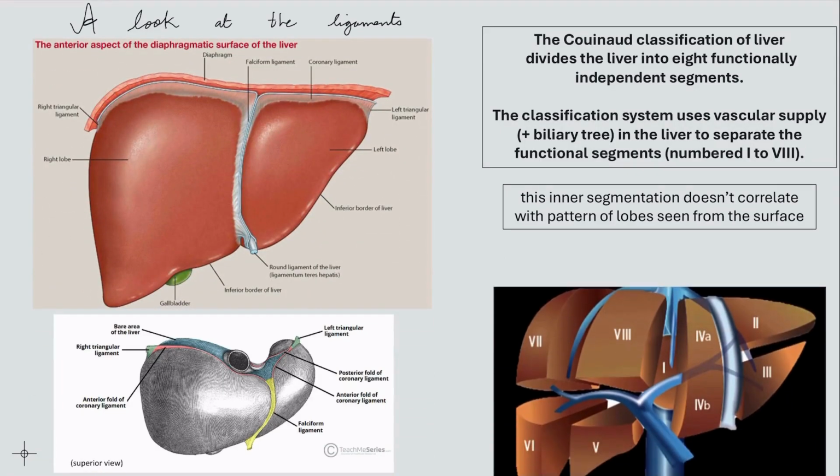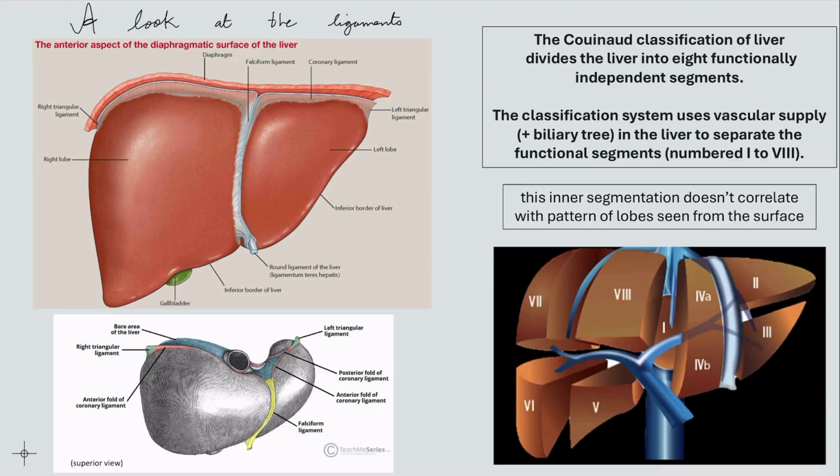Let's have a look at the ligaments. You have two different views here. One is the anterior aspect, and one is the superior view, but they just discuss the same ligaments that you'll see, which is the right and left triangular ligaments, and then the round ligament of the liver. You also have the falciform ligament, and then the coronary ligament.